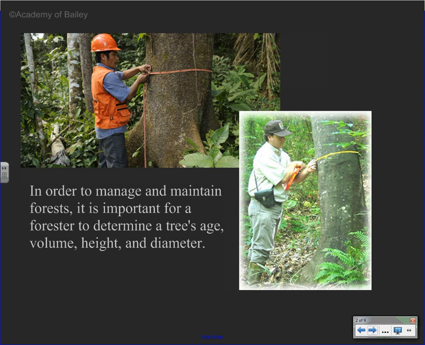Let's go ahead and introduce it. Here's a real life scenario in which people do use right triangle trigonometry. If you look, this says, in order to manage and maintain forests, it is important for a forester to determine a tree's age, volume, height, and diameter. If you look at these two gentlemen, they have some sort of measuring device. Looks like maybe a tape measure. I'm not sure the technical term for that, but I think tape measure would be good enough. And they're measuring the circumference of the tree.